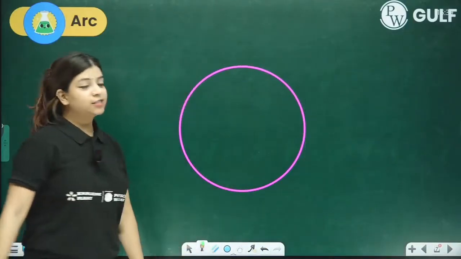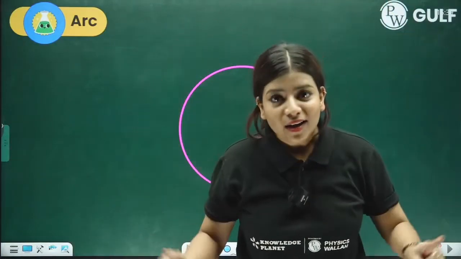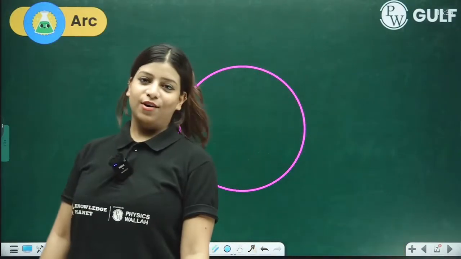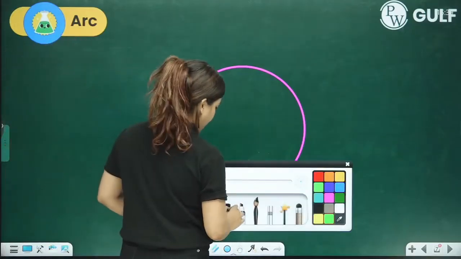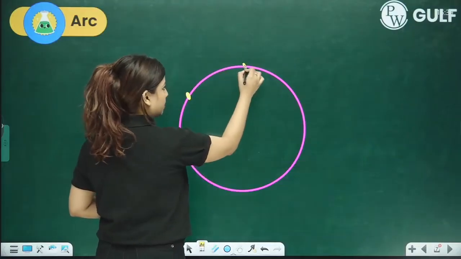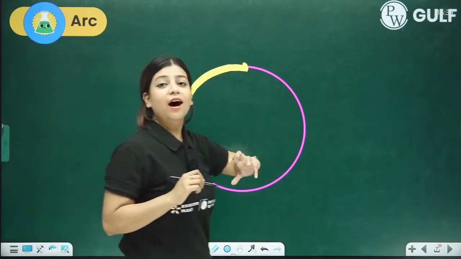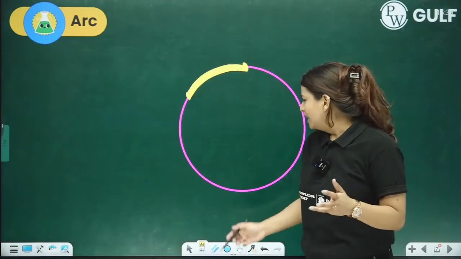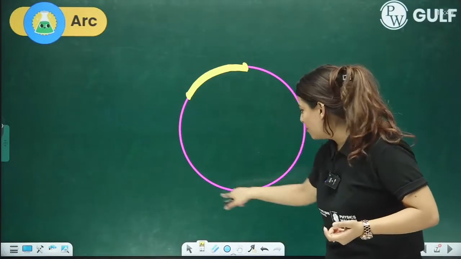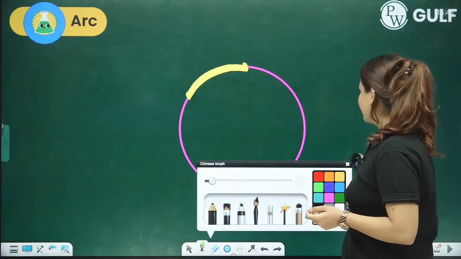If this is the circle, students, that we are talking about, then from its circumference, if I take a part of its circumference, that forms an arc of the circle. For example, if I choose a part from here to here, this yellow part will become the arc of the circle. Now you might have this question: ma'am, is only this yellow part an arc, or is the remaining pink part also an arc? So students, yes, this remaining pink part is also an arc.